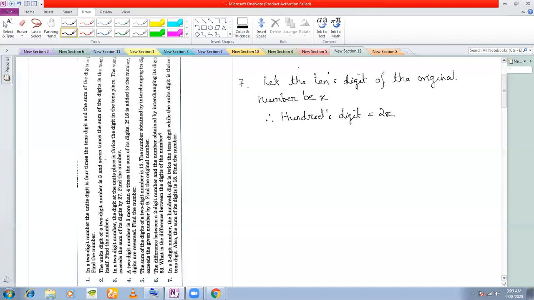And what is the units digit? It is thrice the tenth digit. So this must be 3x. So what is the usual representation of the original number?